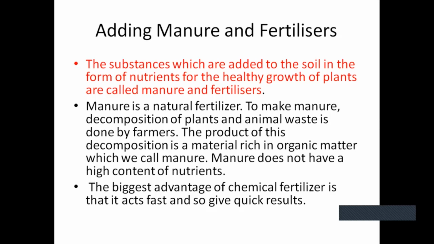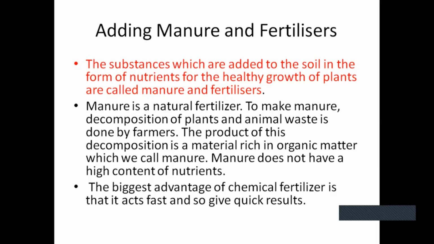Now, what is manure? Manure is a natural fertilizer which we get from plant and animal waste, right? A farmer can easily get it in his field by decomposing organic matter, right? This manure contains nutrients, but as compared to fertilizers, I'm going to come back to that topic, the nutrient content is less.